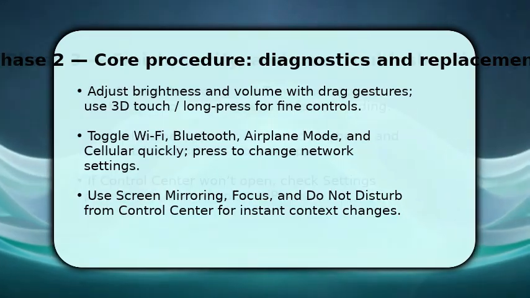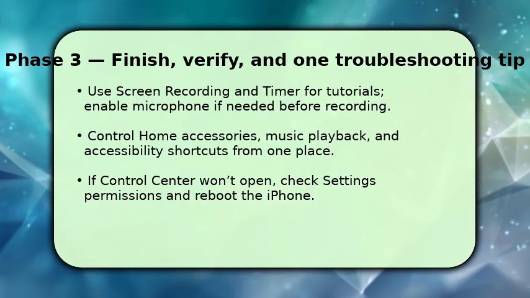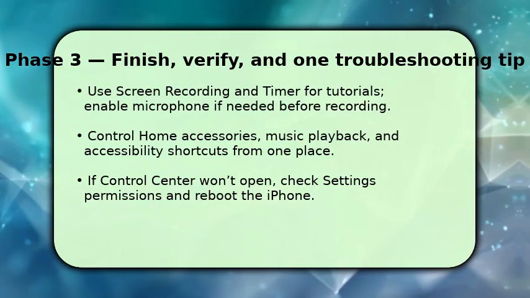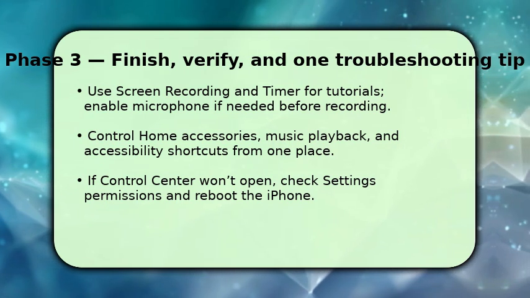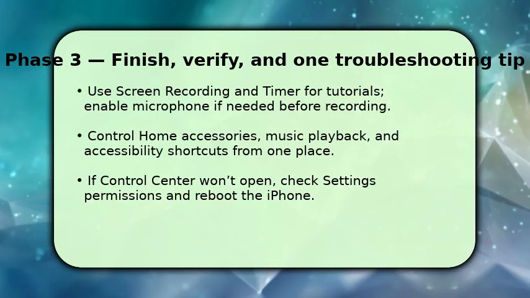For final steps, combine tools. Start screen recording while adjusting brightness and music. Tap the microphone if you want narration. Once set, you can control home accessories, launch shortcuts, or toggle accessibility features without leaving the current app.